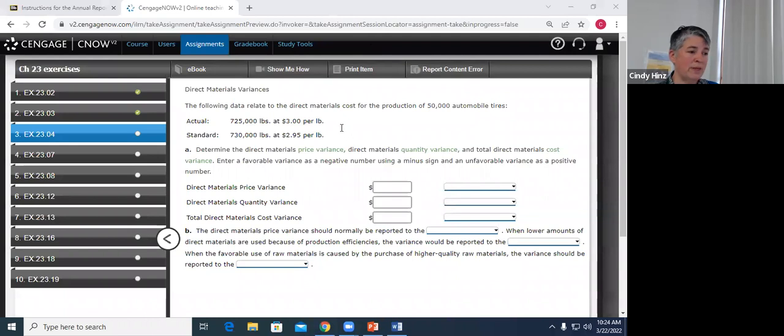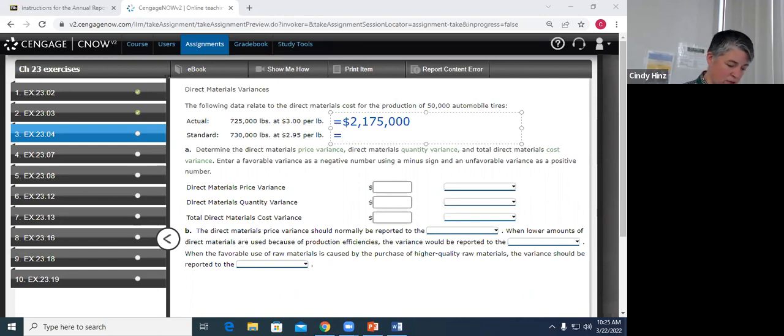As I said, some companies may start at the total and decide, do we need to go any farther? How close is this? Is it a problem? So the actual spending, we bought 725,000 pounds of this material and it cost $3 a pound. Our actual spending was $2,175,000.